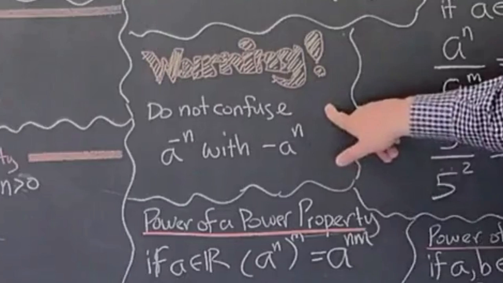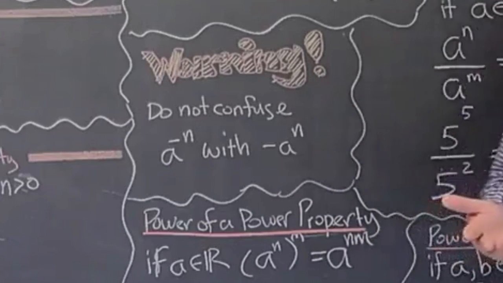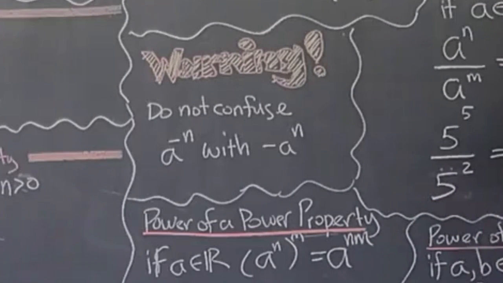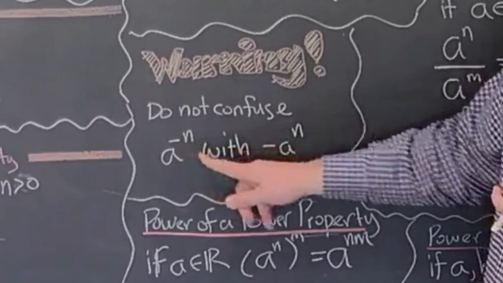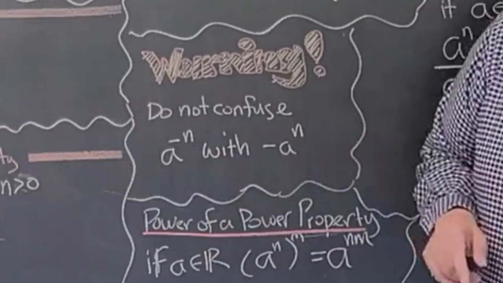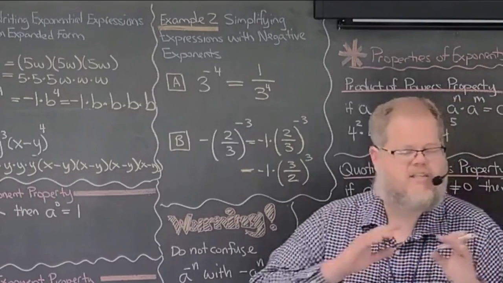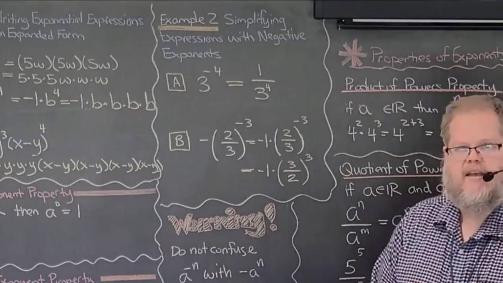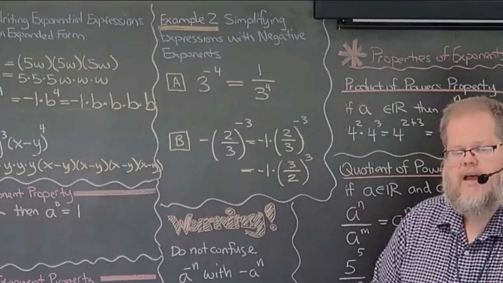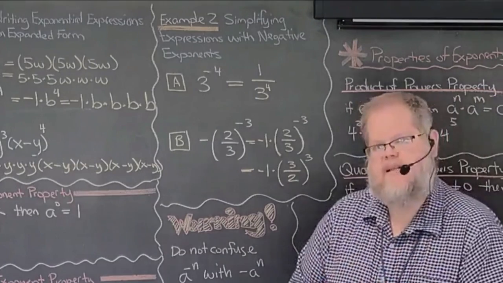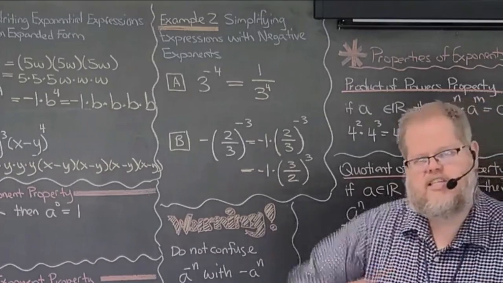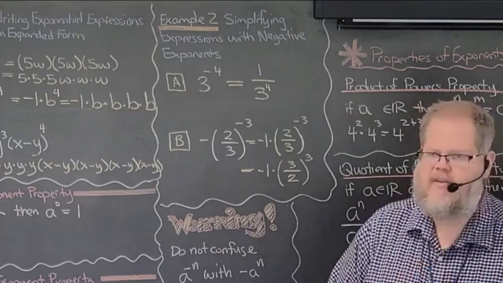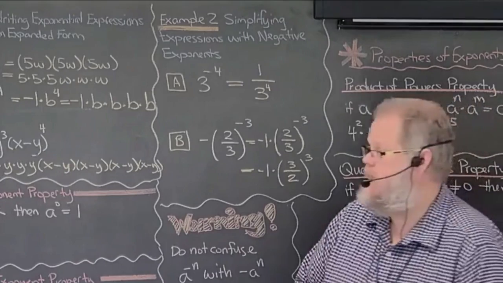Let's jump into a warning. There's something we've got to be careful about because it's a misconception that's easy to fall into. And it's this. Let's not confuse a to the negative n with negative a to the n. So in other words, a negative power does not mean that the base is negative. That's not what we're communicating here. A negative power does not mean that the base is negative. All a negative power means is that we're going to reciprocate the base. It has nothing to do with whether the base is positive or negative.